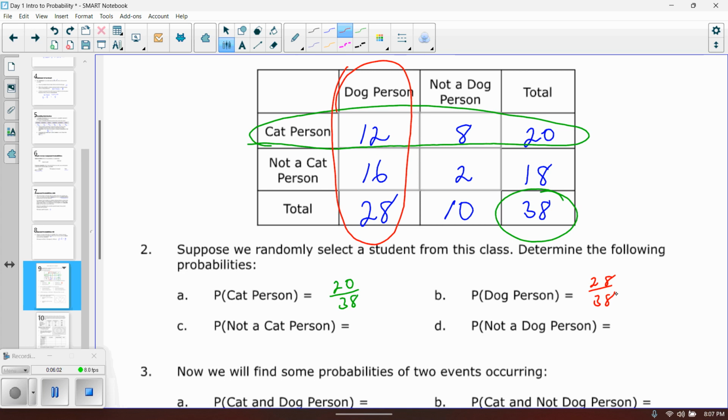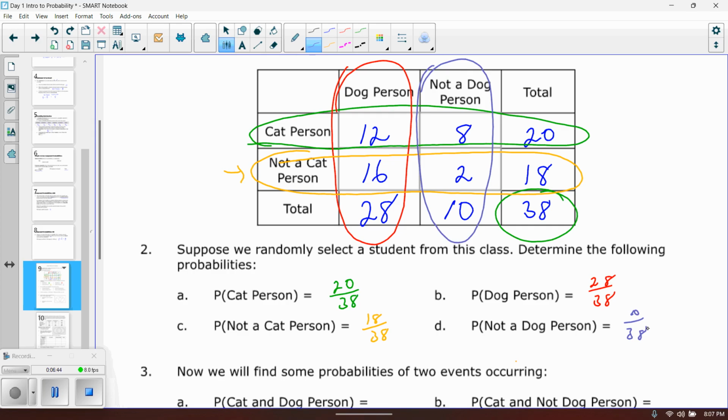And the next one, part C, you want to know the probability that somebody is not a cat person. So again, find that specific part. Not a cat person is right here. So this whole row is the people who are not cat people. And there's 18 out of 38 of them. And then you want the probability that somebody is not a dog person. So we're going to look at the column for not a dog, which is right there. And there are 10 out of the 38. Okay, those are not very difficult because it's taking the entire column and taking it out of the total.